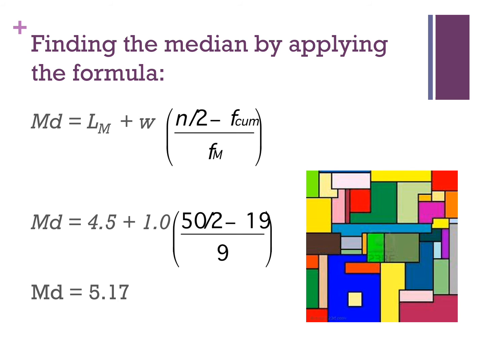When we plug all these numbers into the formula, we find the following. Remember from your past work in algebra that we perform the operations inside the parentheses first, so we compute 50 divided by 2 minus 19, all divided by 9. We multiply this quantity by 1 and add 4.5. The result is 5.17.